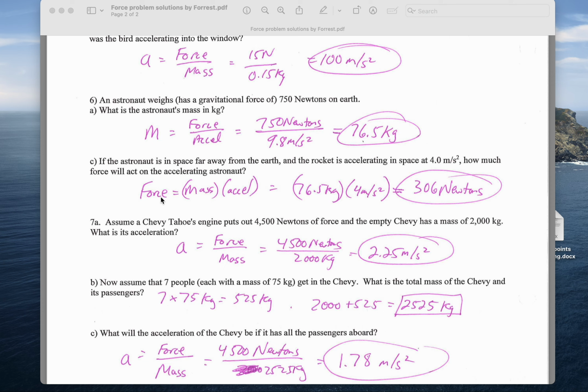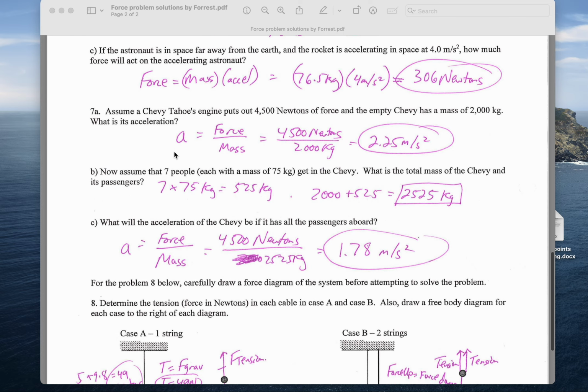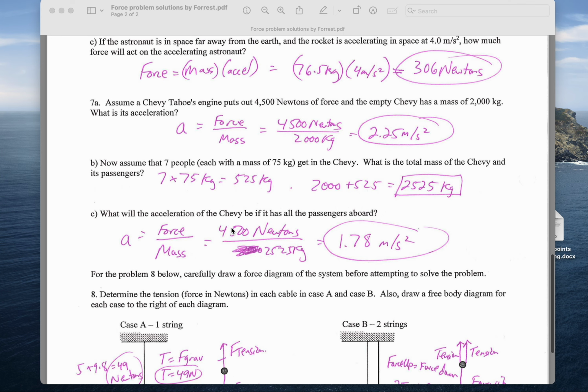For this part, rearranging that, mass times the acceleration of the truck gives you the force of the truck on the person, or the force of the rocket on the person, pardon me. 7, again, Newton's second law, general formula first, force and mass, 2.25 meters per second squared. You're adding a bunch of people. I wanted you to show me somehow how you figured that out. 25 kilograms.